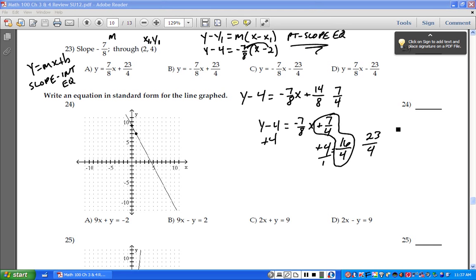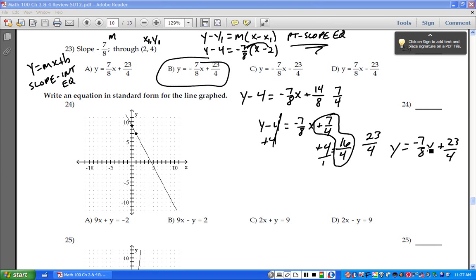So y equals negative 7/8 x plus 23 over 4. There's my y equals mx plus b equation, slope intercept form. So for number 23, my answer is B. Here we go. Negative 7 over 8x plus 23 over 4.